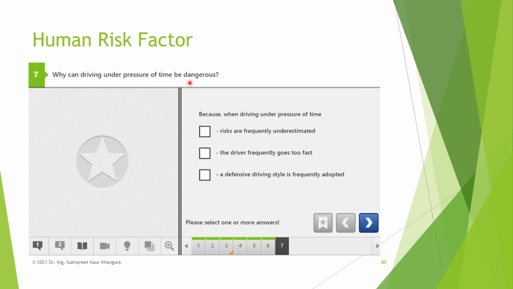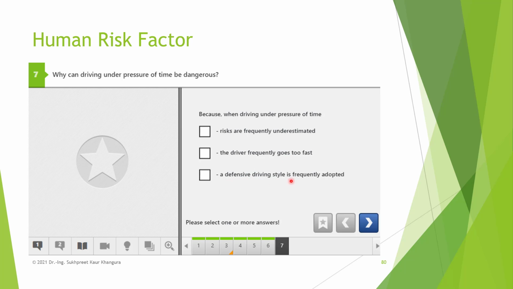Why can driving under pressure of time be dangerous? Because when driving under pressure of time, risks are frequently underestimated. Of course, if you are in a hurry, you are going to frequently underestimate the risk. Drivers frequently go too fast. It makes sense, right? You are under time pressure, you are going to drive fast. You are not going to take care of the speed limits.